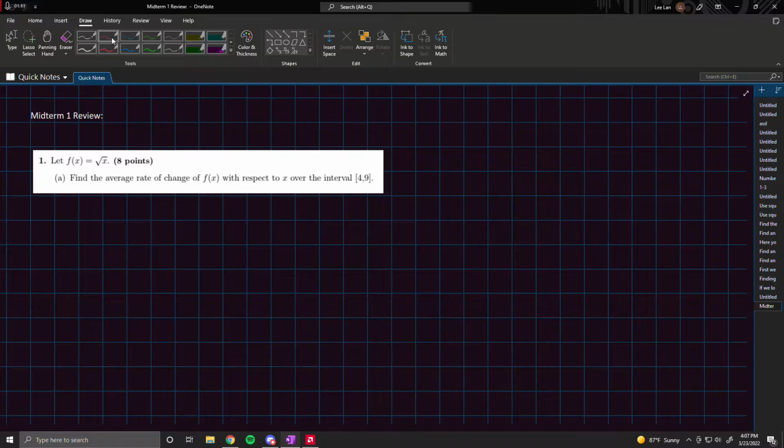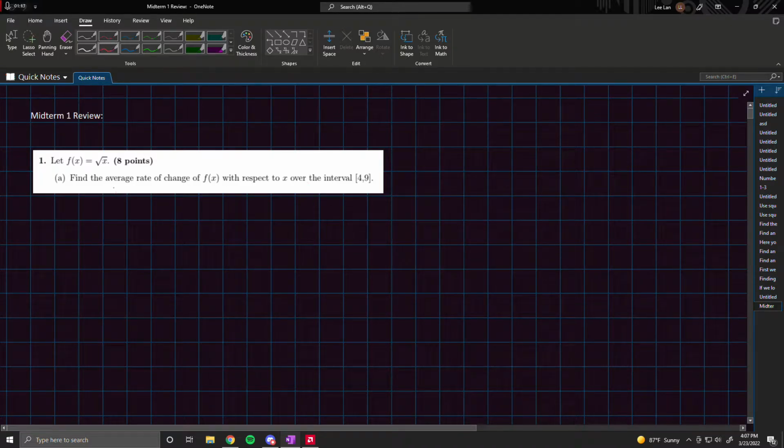The first thing I'm looking at is, what is average rate of change? Average rate of change has a formula: y2 minus y1 over x2 minus x1. Subscripts don't matter, as long as you're consistent in what you define to be the second point and the first point, then you're good to go. So this is what average rate of change is.